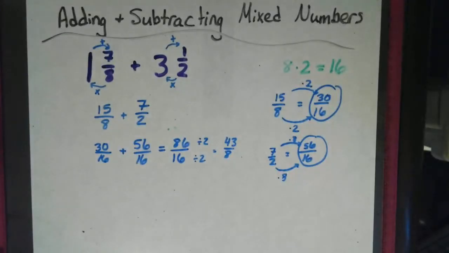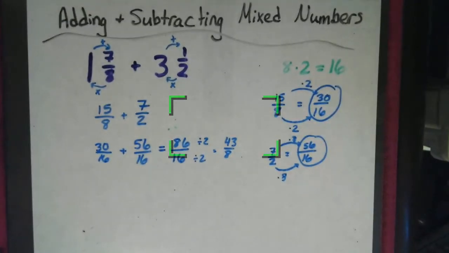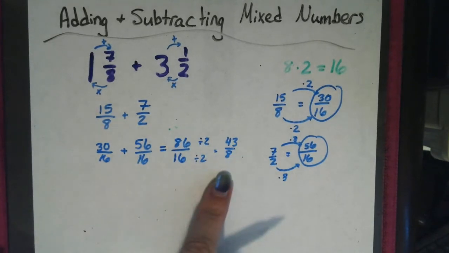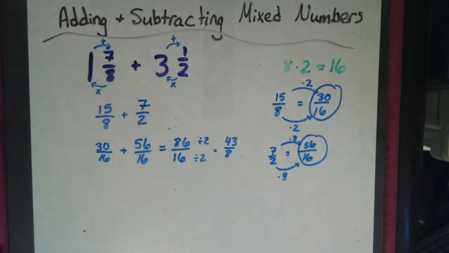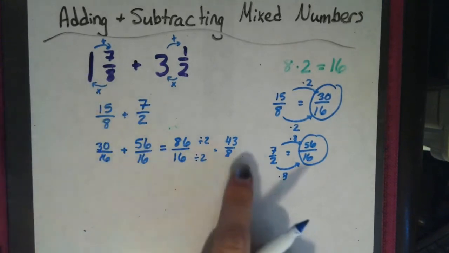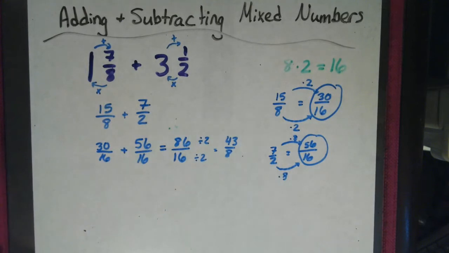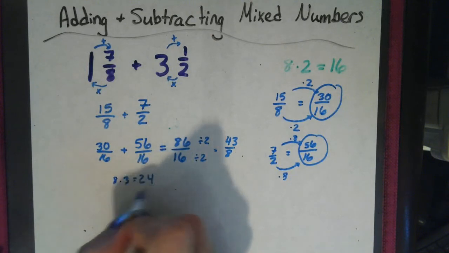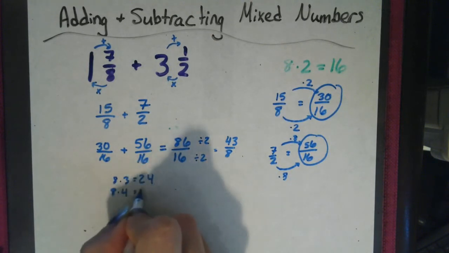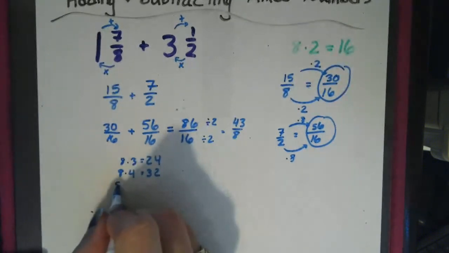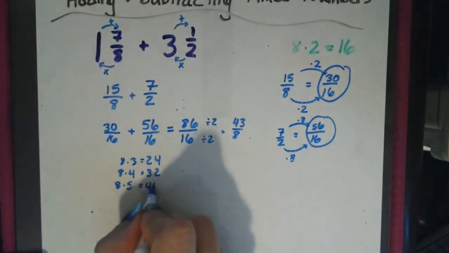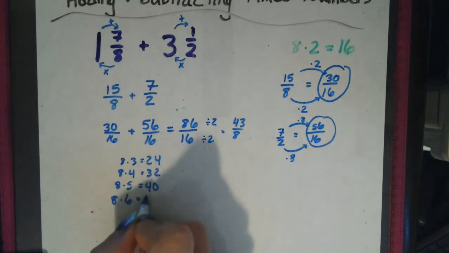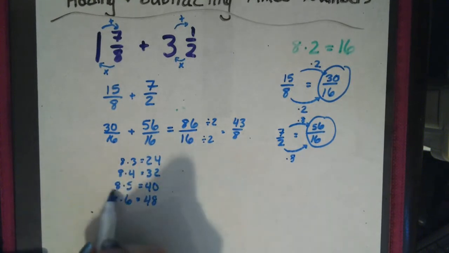I could try dividing by 2 or 3 or 4, but they won't both divide at the same time. So we're looking at 43/8, and now we need to convert that back to a mixed number. How many times does 8 go all the way into 43? Well, we know 8 times maybe 3 is 24. 8 times 4 is 32. 8 times 5 is 40. 8 times 6 is 48. I don't have that many, so I need to stop here.